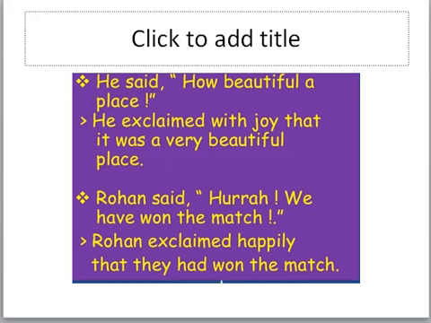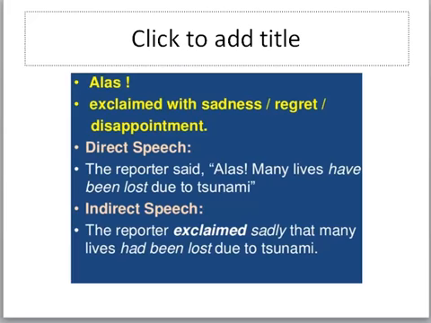And let's take the example. He said, "How beautiful a place." He exclaimed with joy that it was a very beautiful place. Right? Rohan said, "Hurrah, we have won the match." Rohan exclaimed happily that they had won the match. Right? So this is how the reporting verb is changed, exclaimed with joy. Again, the connective that is used, the tense also gets changed, and the sign of exclamation is changed into a full stop or a period, right?